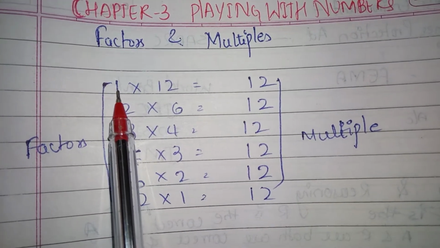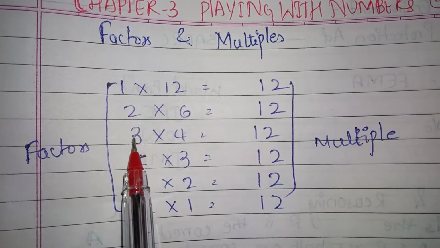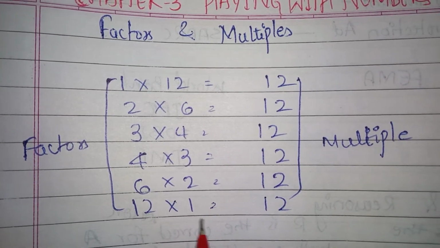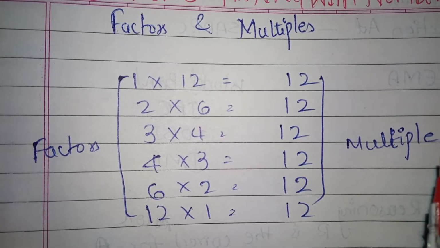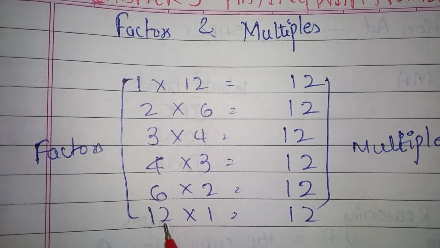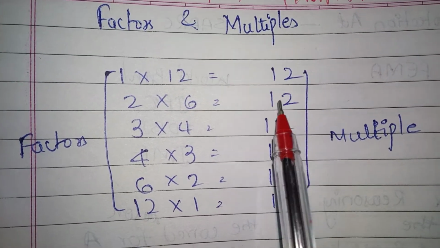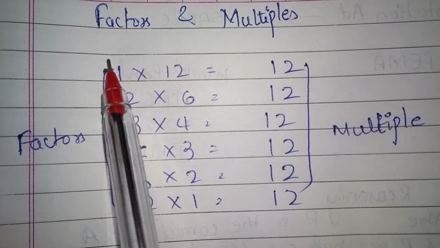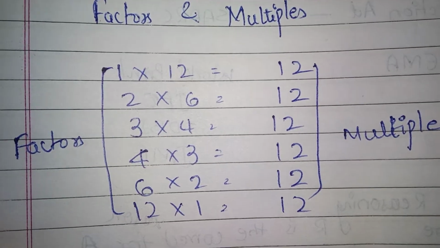There is a 12. How is 12 multiplied? 1 into 12 is 12, 2 into 6 is 12, 3 into 4 is 12, 4 into 3 is 12, 6 into 2 is 12, and 12 into 1 is 12. In this example, we need to know what are factors and what are multiples. So 1, 2, 3, 4, 6 and 12 are the factors of 12, and 12 is a multiple of 1, 2, 3, 4, 6 and 12.